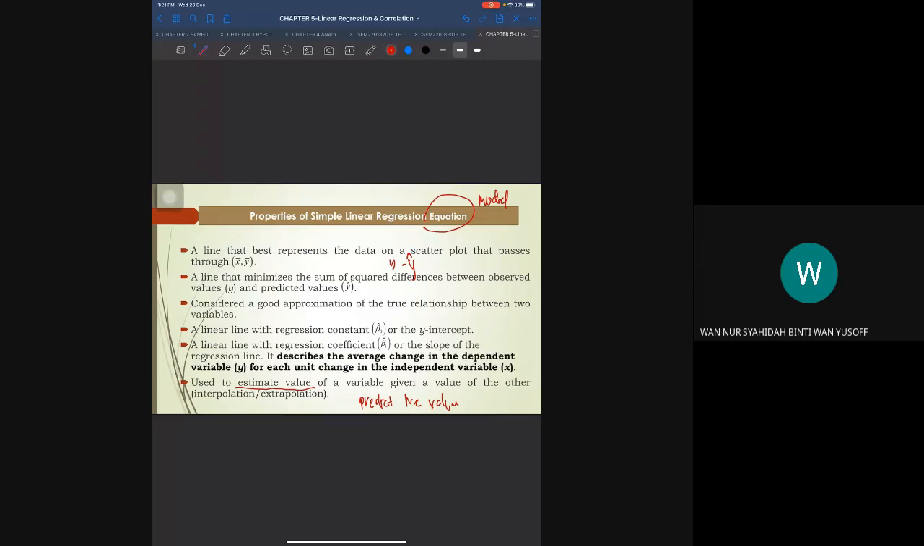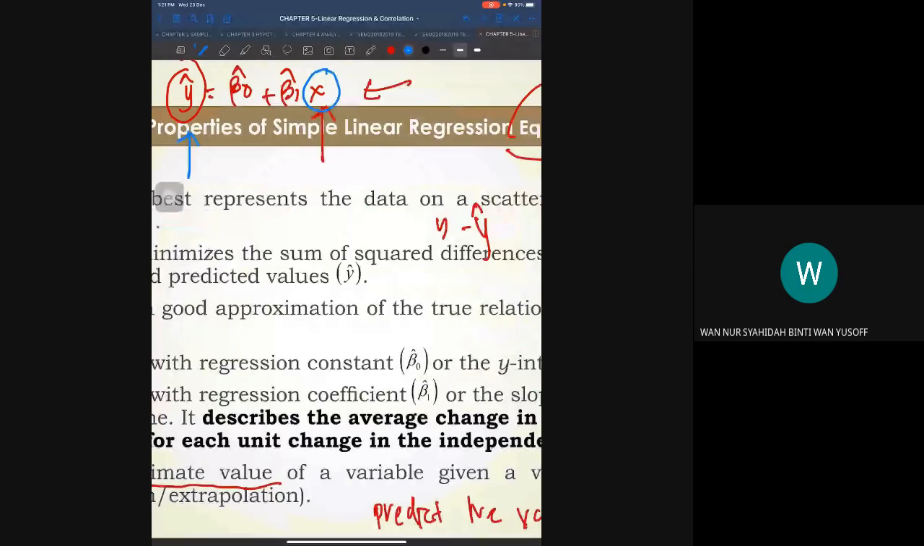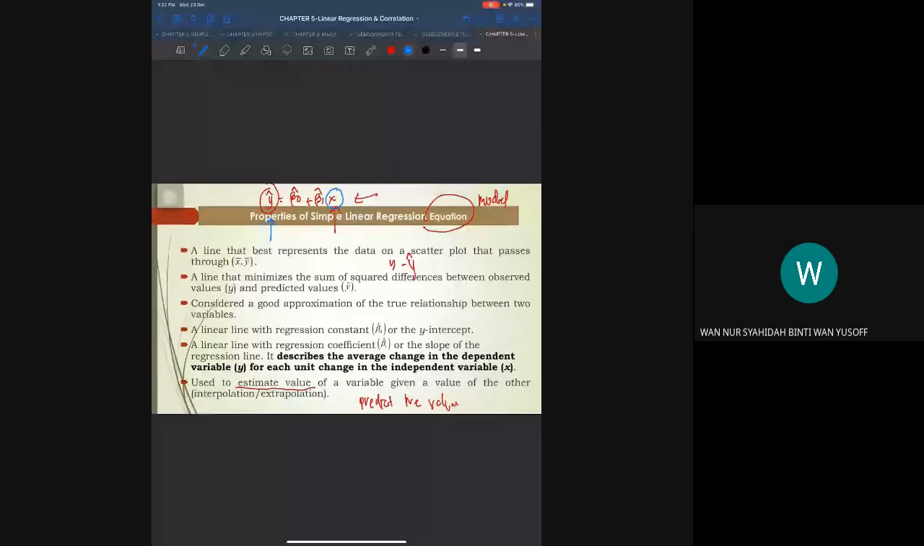Okay, so you have here y cap equal to beta node cap plus beta 1 cap x. Once you have this model, you can use it to predict the y given the x, or to predict the x given the y. Sometimes you have y in the question, then we can use y to predict the x, or you have x, then we can use the x to predict the y. So it depends on the question. We can use this model for the prediction.